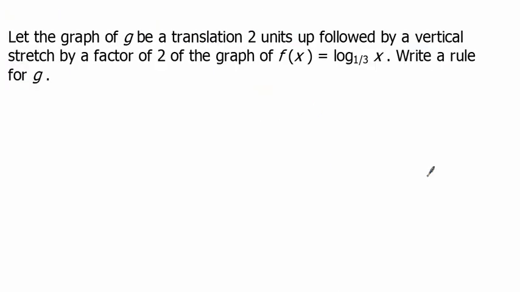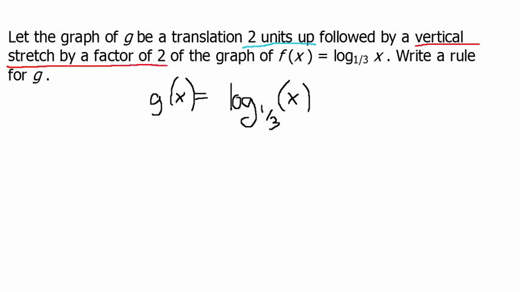Next transformation, 2 units up, vertical stretch. Those are the only 2 things I see. Then when you're deciding what those things are, this is going to be my K, that is 2. So that means +2. This one is, excuse me, morning voice. Vertical stretch by a factor of 2, that is A, that's going to equal 2. So that goes there. Write a rule, write the equation.